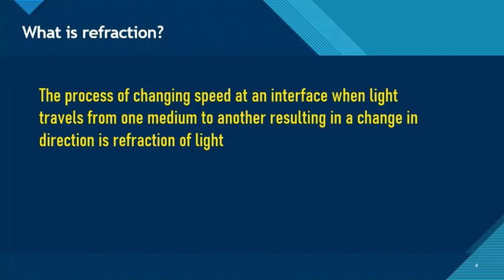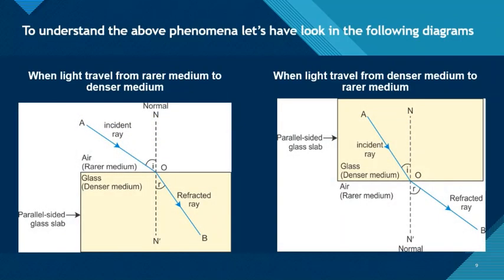The process of changing speed at an interface when light travels from one medium to another, resulting in a change in direction, is refraction of light. To understand the above phenomena, let's have a look at the following diagrams.